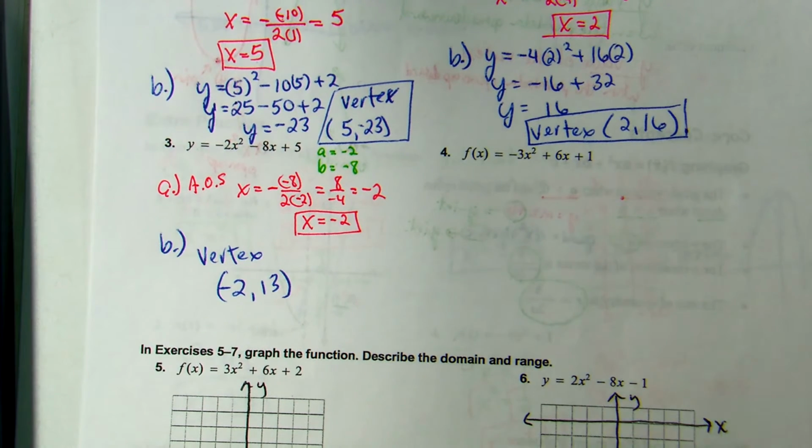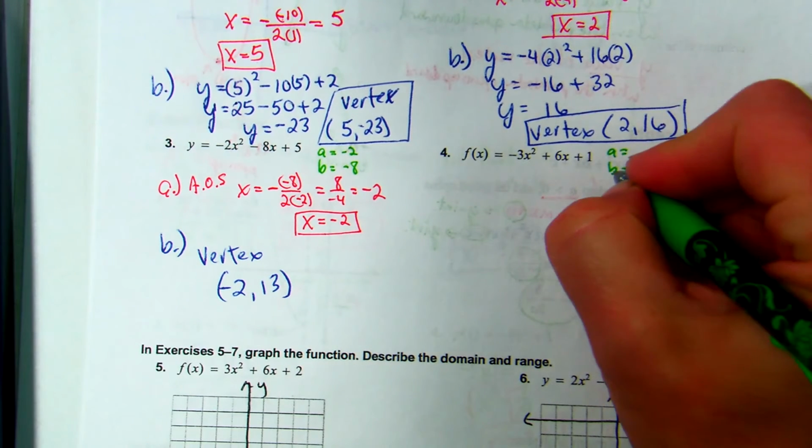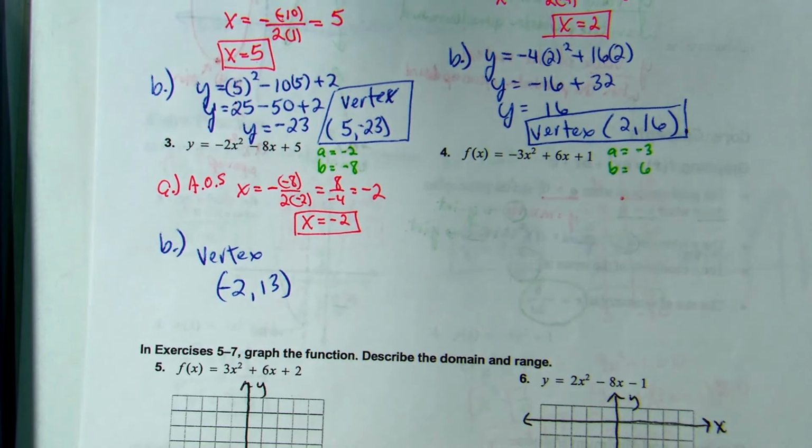Let's look at number 4. Number 4, A and B, we have a -3 and we have a +6.